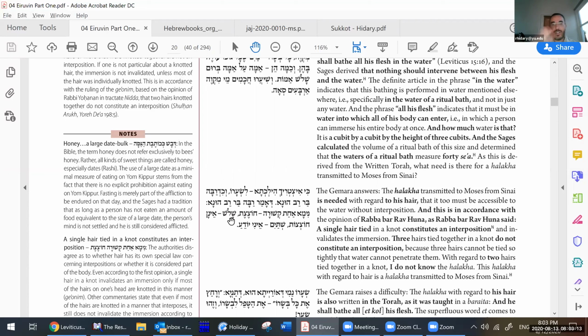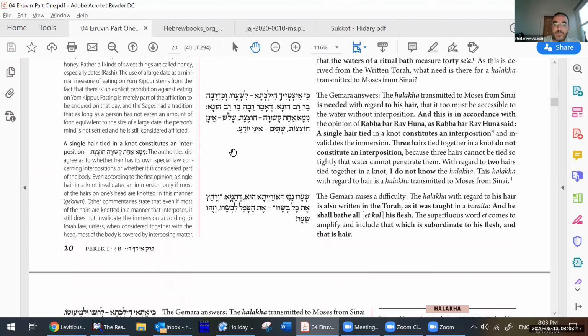Two, he's not sure. It's kind of in between. Is that going to be too tight or not so tight? Okay, so that's what it's coming to add. Now the Gemara rejects that too.